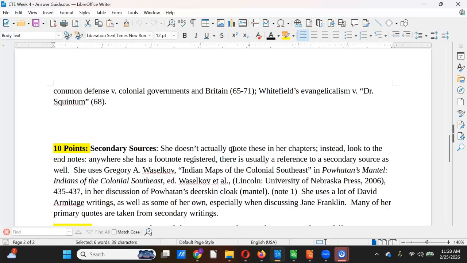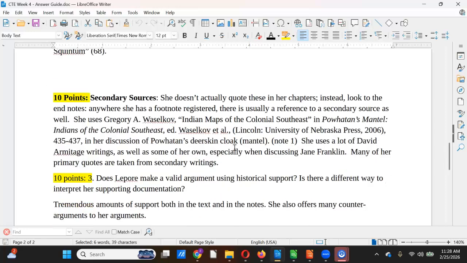She also uses a lot of secondary sources. Now, she doesn't always quote them in her chapters. Instead, she'll make references to them. And with all secondary sources, you almost always have to look at the endnotes. Anywhere she has a footnote registered, there's usually a reference to a secondary source as well. And early on, she uses Waselkov's Indian Maps of the Colonial Southeast.